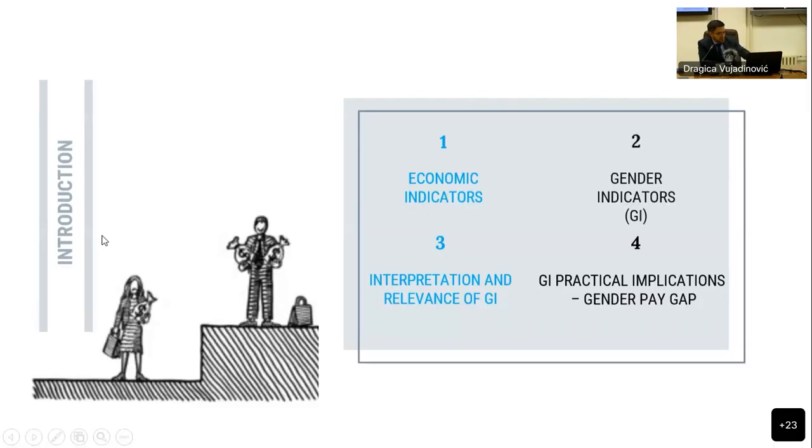Gender indicators. Similar to the previous lecture, first of all, we have to explain economic indicators just to make things clear. And then we may explain gender indicators, or GI, interpretation and relevance of GI, and practical implications on the example of the gender pay gap. So that's some kind of plan for this lecture. But of course, I'm flexible and I'm ready to answer any question or to address any comment.